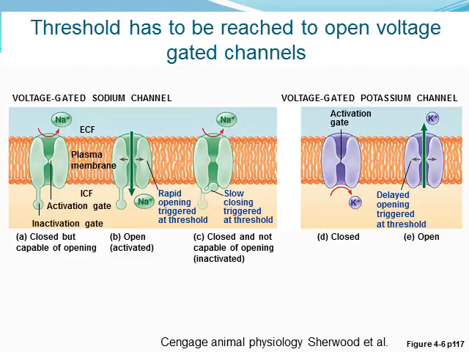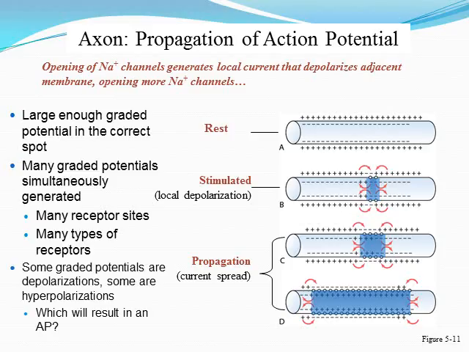The other thing to notice here is in the sodium channels, there's a gate there, a little inactivation that occurs that physically closes the channel with that little extension of the protein. It's labeled here as slow closing triggered at threshold. So that closing of that gate, that physical closing, prevents sodium from entering the cell. Even though the channel may be open, it is blocked by that gate. And that is very important. We're going to talk about why that is in a minute.